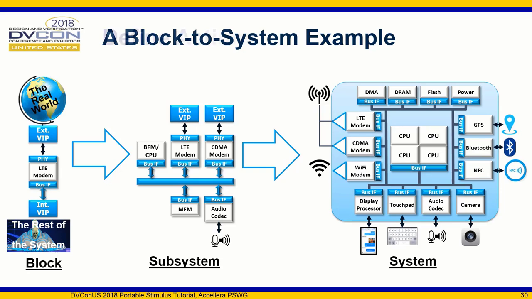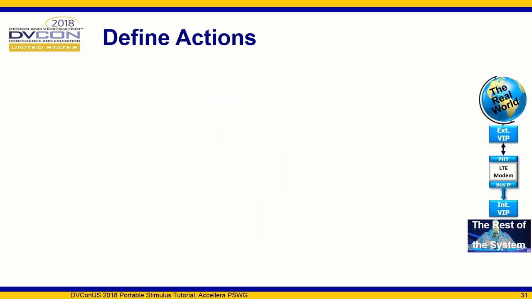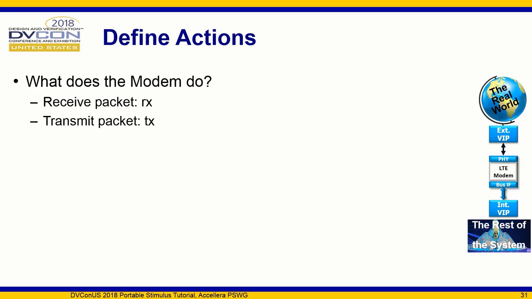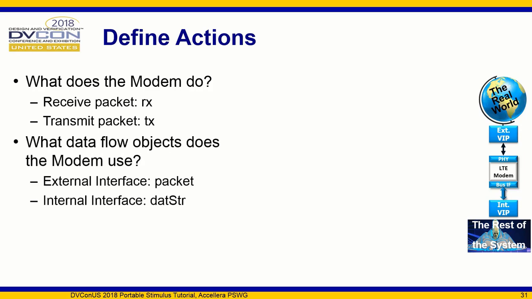right? So for the block level, we're going to define what are the actions that we have to have these things do. So what does the modem do? Well, it receives packets and it transmits packets, right? It's pretty much all the modem does. So what data flow objects does it use? Well, on the external interface, it has a packet. What's a packet? Packet is whatever you want it to be. And on the inside, it has a data stream object.